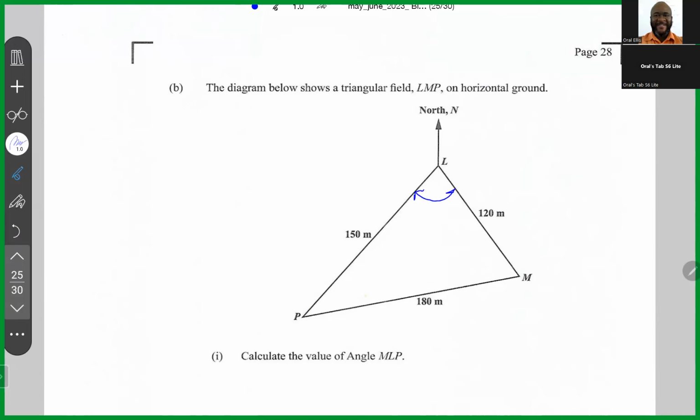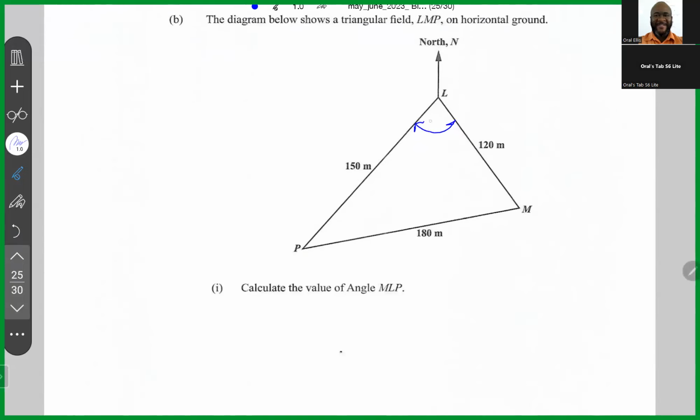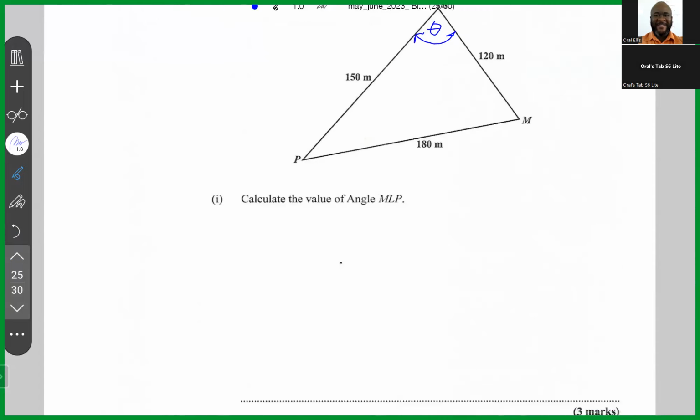All right, so we have a triangle. It's a non-right angle triangle, and we have the lengths of all three sides. If you have a non-right angle triangle, you know the length of all three sides, and you're asked to find the size of one of the interior angles, you must use the cosine rule. So the cosine rule is c squared is equal to a squared plus b squared minus 2ab cosine C. So for my formula, this would be little c.